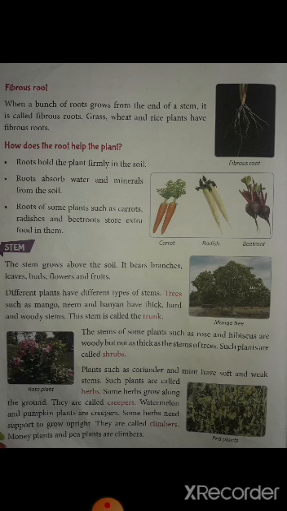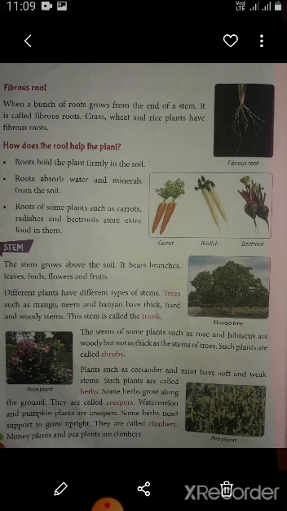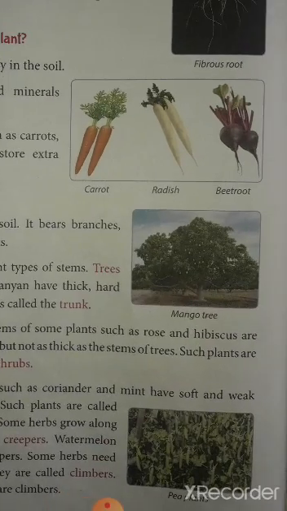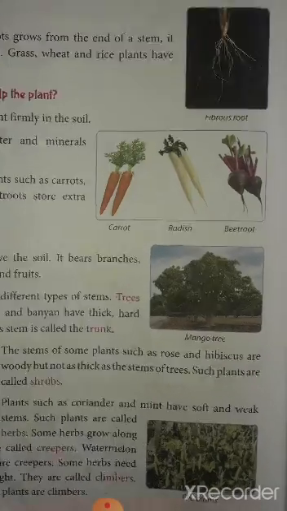Some herbs need support to grow upright. They are called climbers. Climbers are much more advanced than creepers. Climbers have a very thin, long, and weak stem. Money plants and pea plants are climbers.